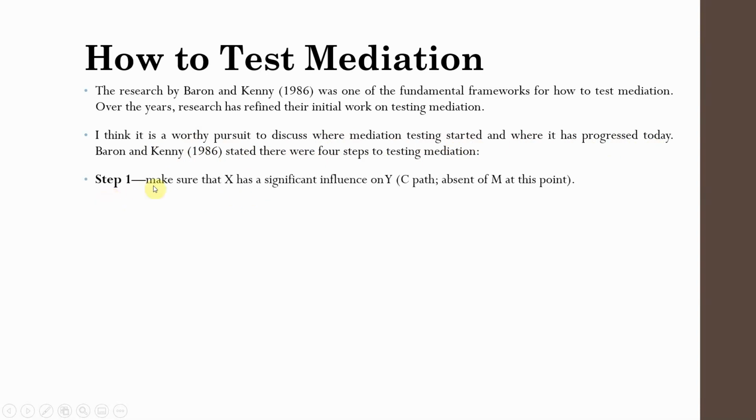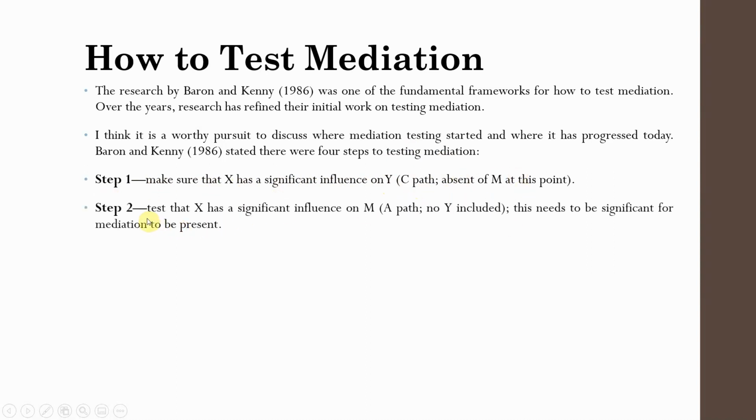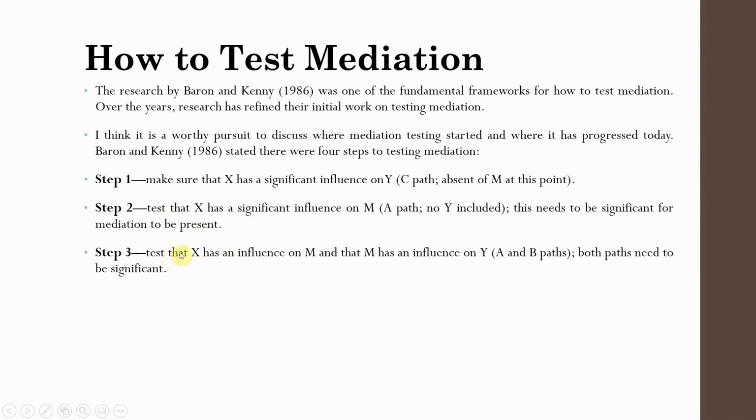Number 1. Make sure that X has a significant influence on Y, that is your C path in the absence of M, which must be significant. Step 2. It tests that X has a significant influence on M, that is your A path, and no Y is included. This needs to be significant as well. Step 3. It tests that X has a significant influence on M and M has a significant influence on Y. Both A and B are significant.